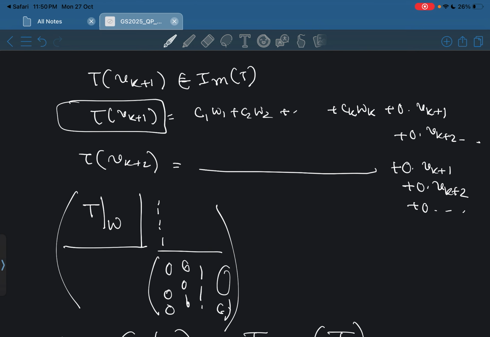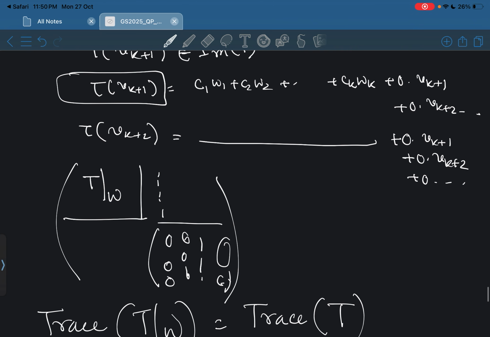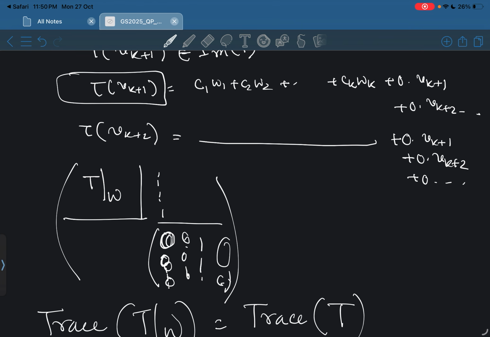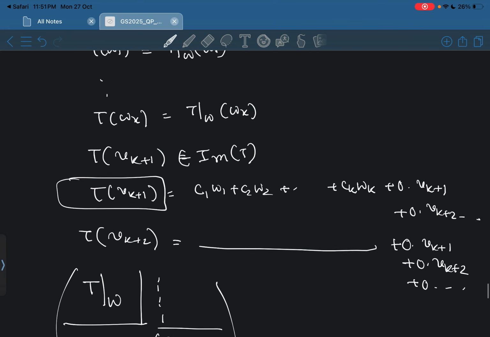When you write the matrix representation, you take these coefficients and put them as a column vector. Then this entry must be the coefficient of Vk plus 1, and this entry must be the coefficient of Vk plus 2 and so on, but all these terms are 0. Similarly here also, these entries are coefficients of Vk plus 1, Vk plus 2, and all of this is 0. So all these diagonal entries must be 0 starting from here. So ultimately the trace must be the same. This is the idea. Okay, fine.